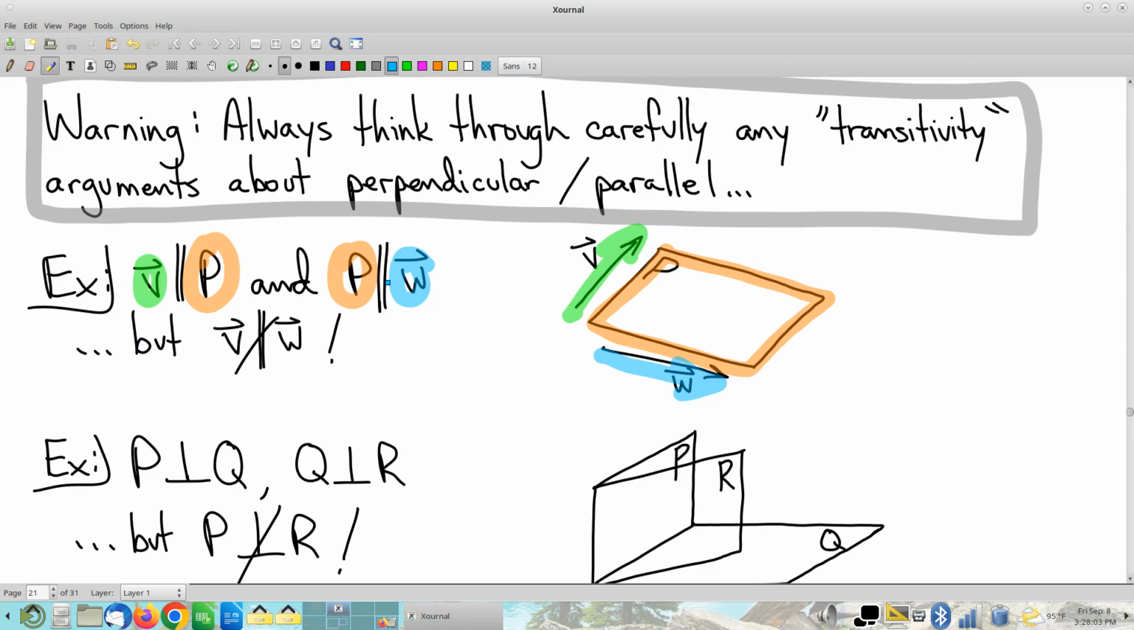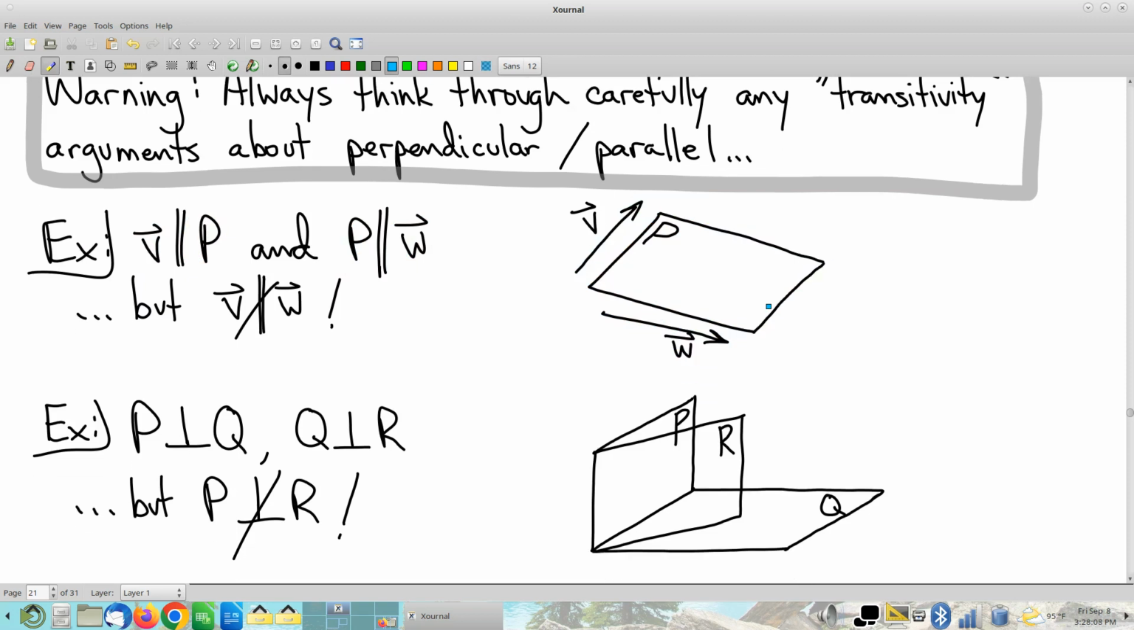Here's another counterexample. It feels like, if P is perpendicular to Q and Q is perpendicular to R, you might think that two perpendiculars ought to combine to make a parallel, but it doesn't. P and R, no relationship. They're not necessarily parallel, they're not necessarily perpendicular, they're not necessarily anything. So, again, warning. Okay, moving along.